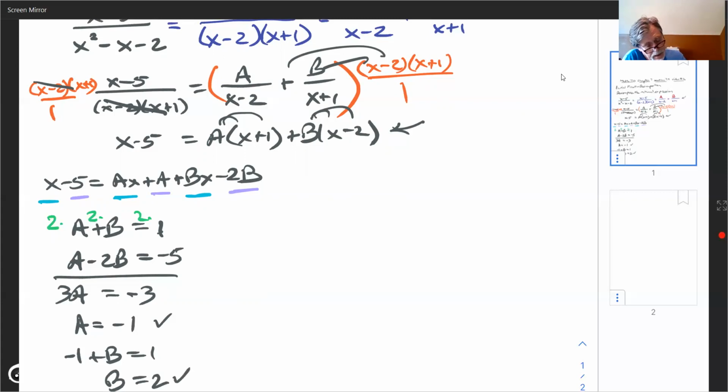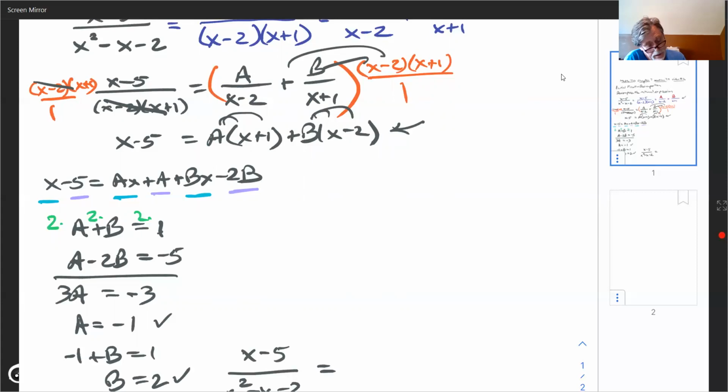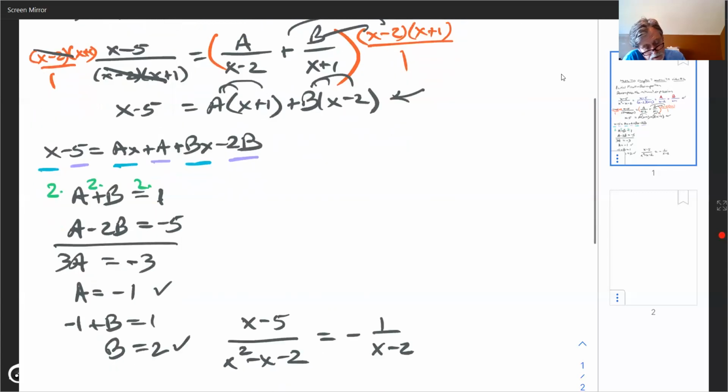What that means is you can rewrite this guy. You can tell the world, x minus 5 all over x squared minus x minus 2 can be written as a, see it up there, over x minus 2. So what is a? It's -1, so -1 over x minus 2, and b is 2 over x plus 1, so plus 2 over x plus 1. And you did it. We decomposed the fraction into the sum of smaller fractions.